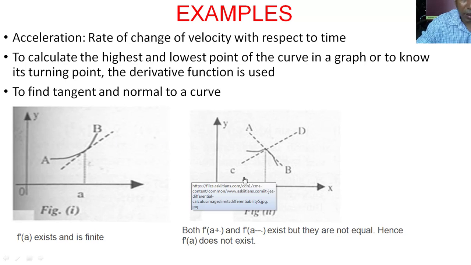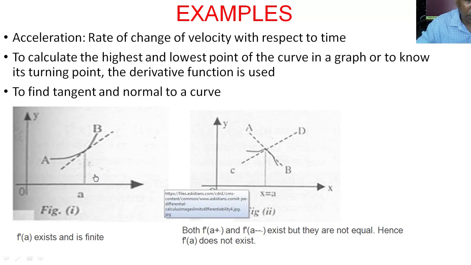And here some graphs are shown which tell whether the function is differentiable or not. Now consider this graph. Here we find that there exists a unique tangent to the curve at point x is equal to a. That means the slope of the tangent is a finite quantity.